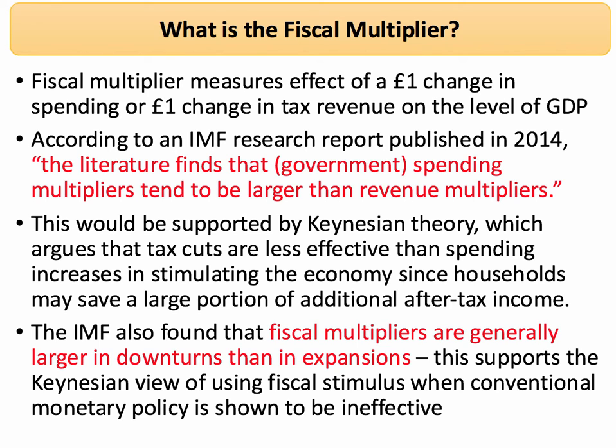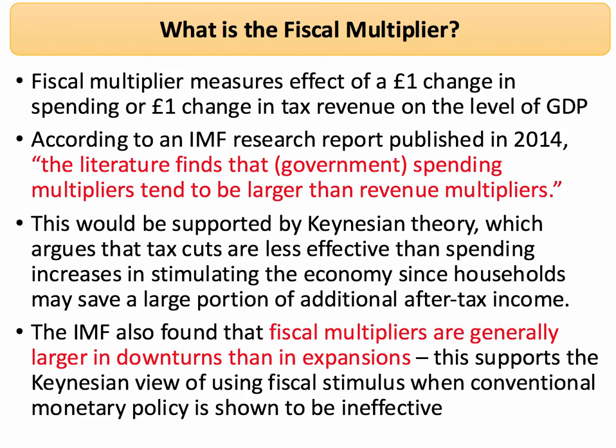The IMF did some research on this in 2014 and found that the government spending multiplier tends to be a little larger than the tax multipliers. So if you get a question on fiscal policy, the IMF reckon that the impact of an increase in government spending on the economy is bigger than a similar cut in tax.